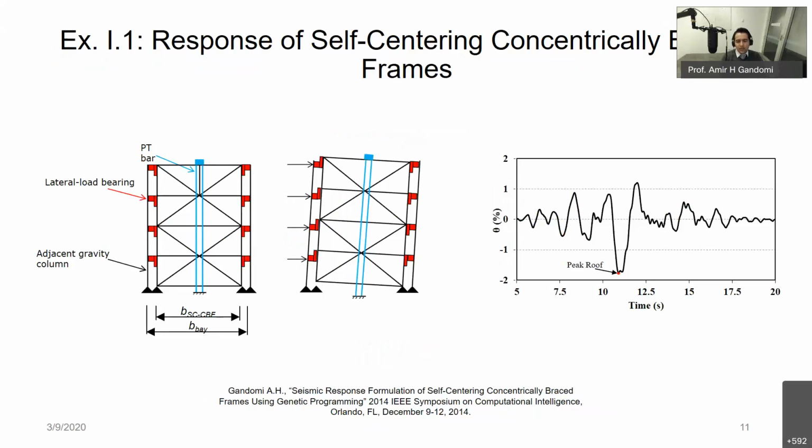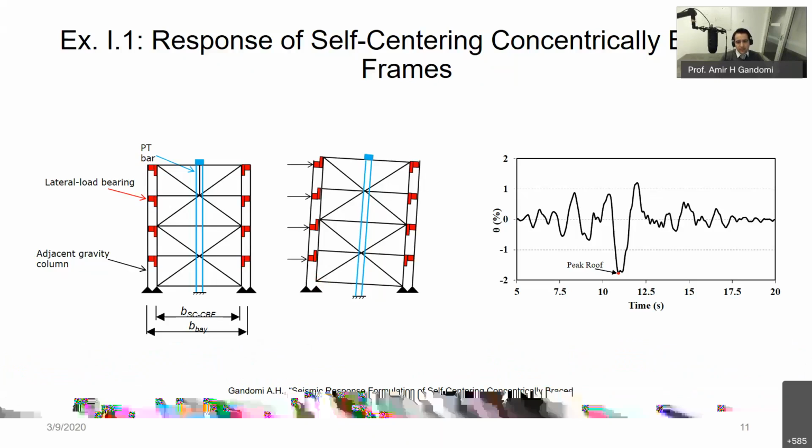This is a real-world and very complex problem. So this is a very complex structural system. You can see it's not similar to the regular structural system. It has, for example, post-tensioning bars that connect the roof to the ground. It has adjacent columns. It has some load bearing or energy dissipation elements. And when it's under lateral load, you can see one of the columns can uplift from the base. So the system has a very complex behavior.